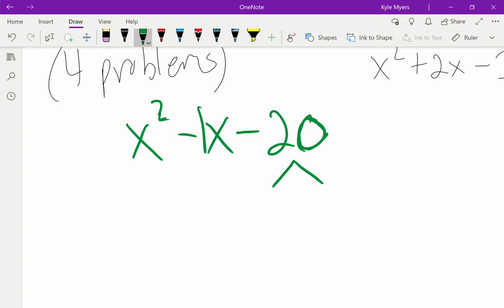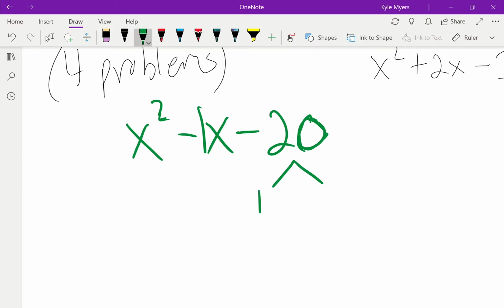Because right now I have a pen in my hand. How many pens do I have? I have 1 pen in my hand. So always remember, if there's no number in front of a variable, that means it's a 1. So in this case, it's a -1.